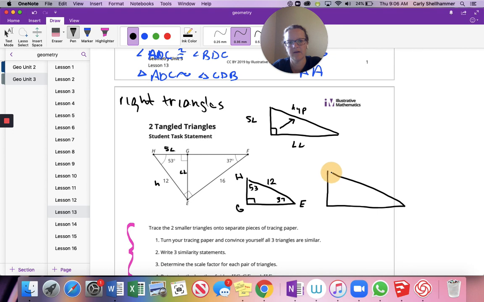I'm purposely drawing it a little bit bigger. Angle G is still the 90-degree one right here. This is my long leg. This is my short leg. And that's my hypotenuse.